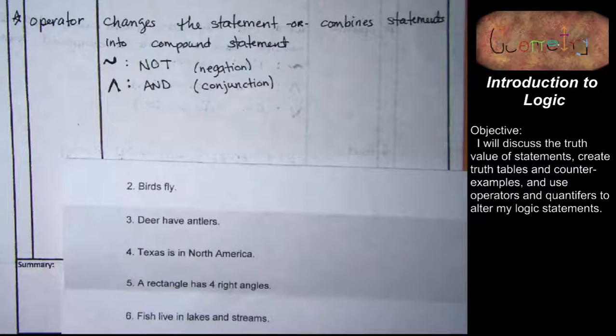This conjunction combines statements. So please combine statements 2 and 3 with a conjunction. Birds fly and deer have antlers. You just put the word "and" between the 2 statements and you're done. You don't even have to worry about grammar.